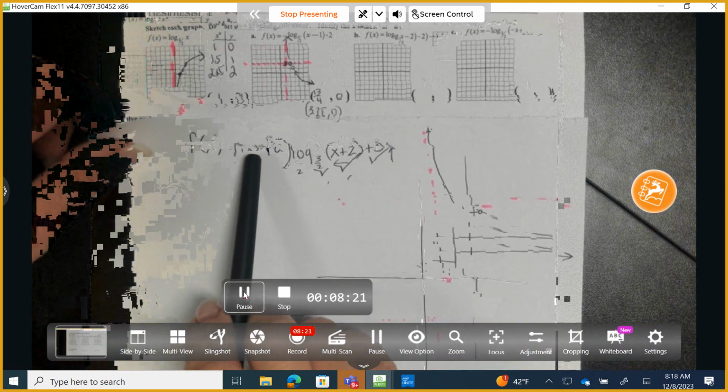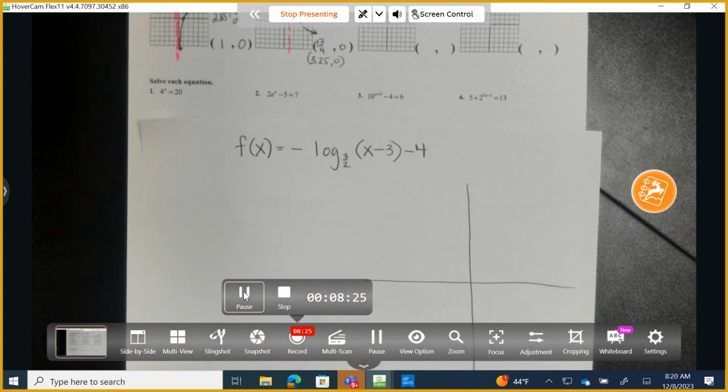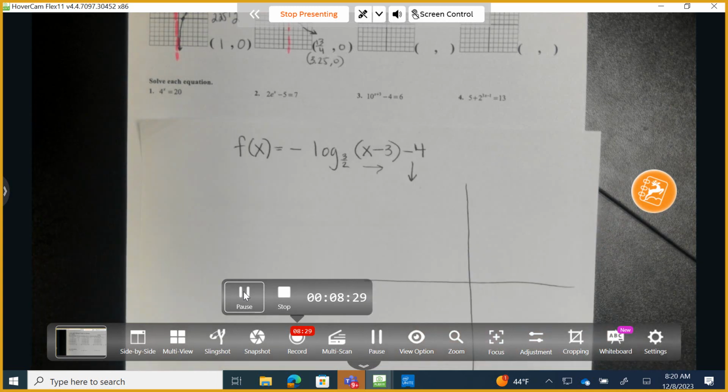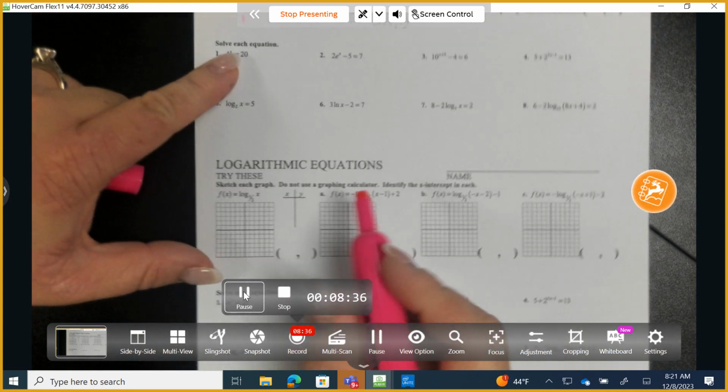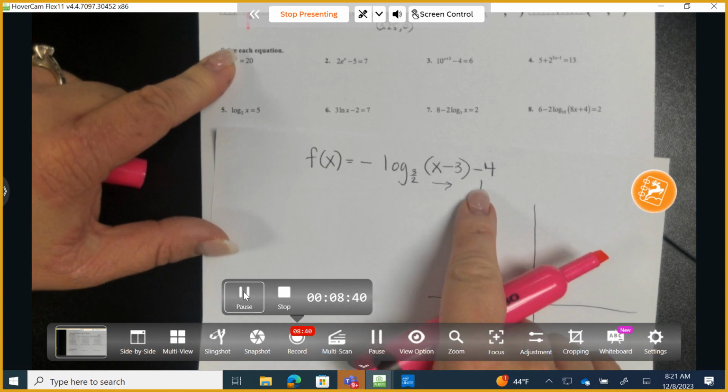Additional practice, I'm going to go down below where we see additional graphs, and this is the function I'm going to graph. So I'm going to move to the right 3, I'm going to move down 4 as I identify the shift from the parent function. So down 3 and to the right 4.